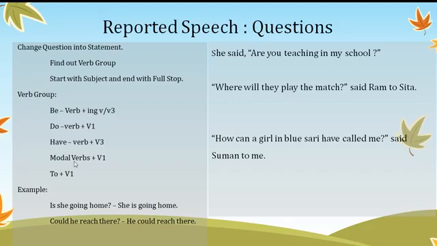If you do not know, then you have to write down what I am saying. So modal verb always takes V1, and "to" always takes V1. These are the verb groups. So you should not forget these verb groups.